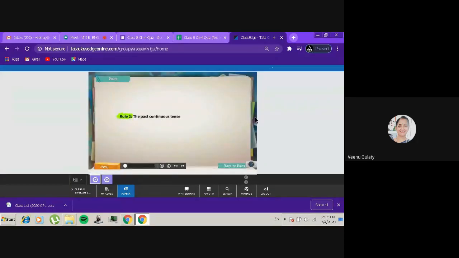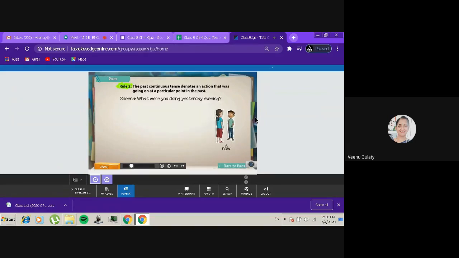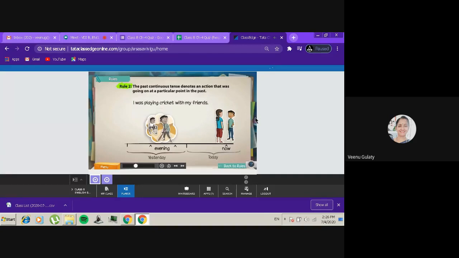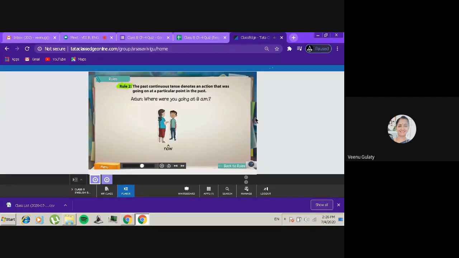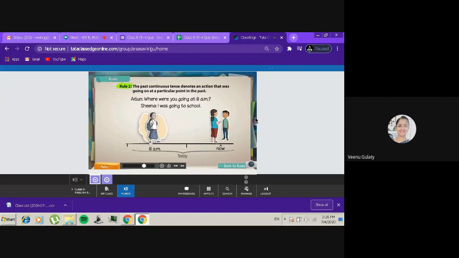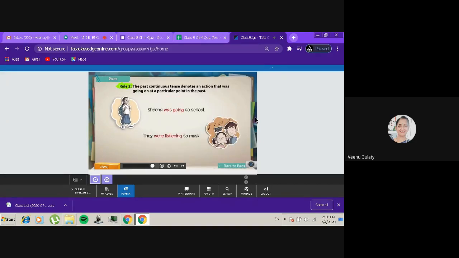You use the past continuous tense to denote an action that was going on at a particular point in the past. Let's look at a couple of examples. What were you doing yesterday evening? I was playing cricket with my friends. In this sentence, the action of playing was happening at a particular time in the past. So, the past continuous tense is used here. Where were you going at 8 a.m.? I was going to school. In this sentence too, the action was happening at a particular point in the past. So, the past continuous tense is used here. Notice that the past continuous tense is formed by using was and were with the ing form of the verb.